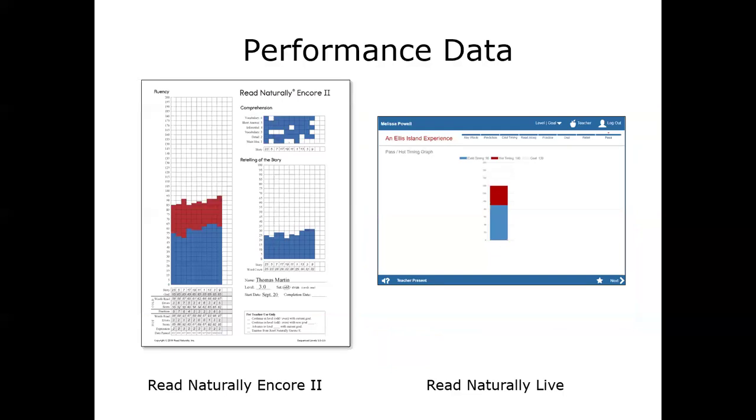So here on the left side, you'll see the Blackline Master picture of the graph. You can see on the left side of this page, we have blue going for the cold timing, the first time they read a story. The red is on top. There's a place for them to record how they do on their comprehension and how they do on their retell.